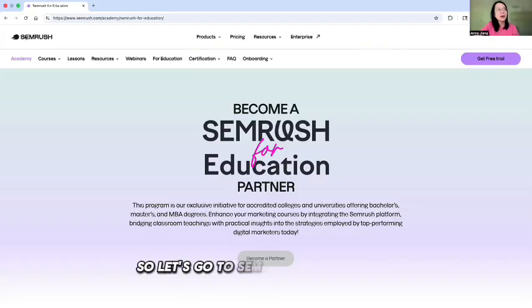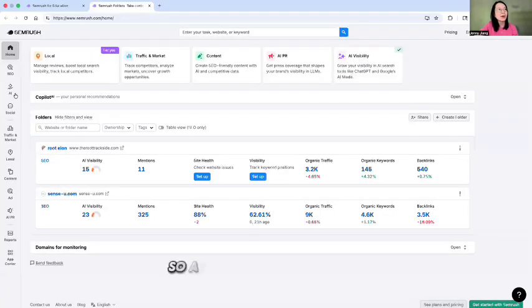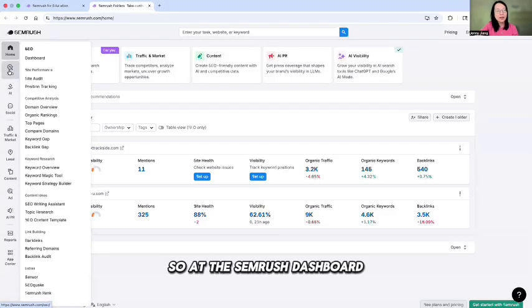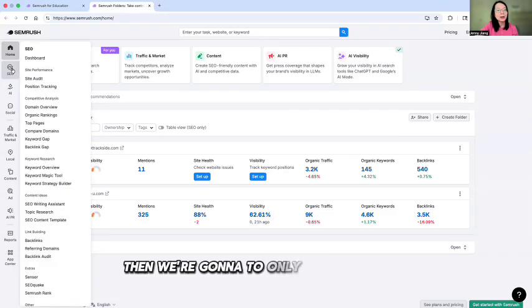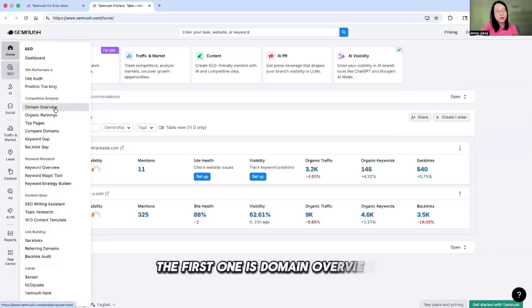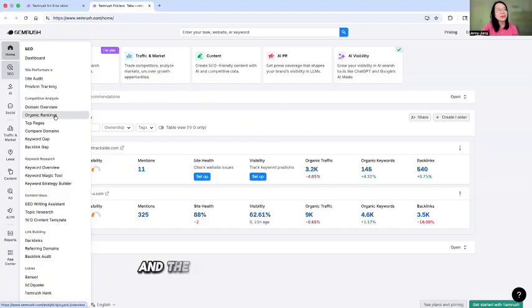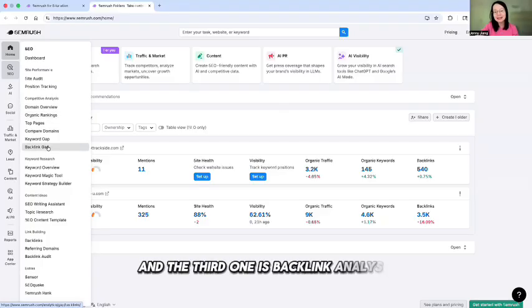So let's go to Semrush, click the logo, go to the Semrush dashboard. At the Semrush dashboard, if you click SEO, then we're going to only use three areas. The first one is domain overview. Second one is organic rankings. And the third one is backlink analysis.